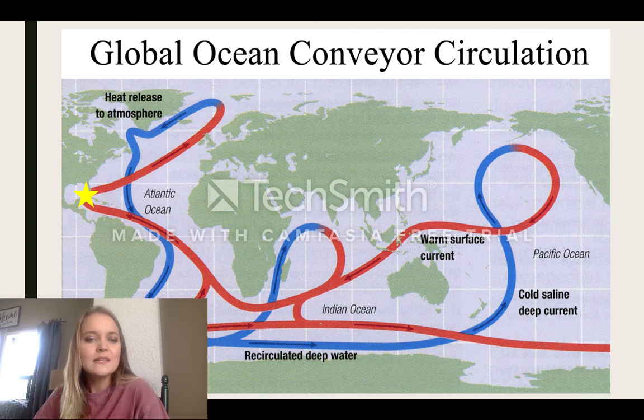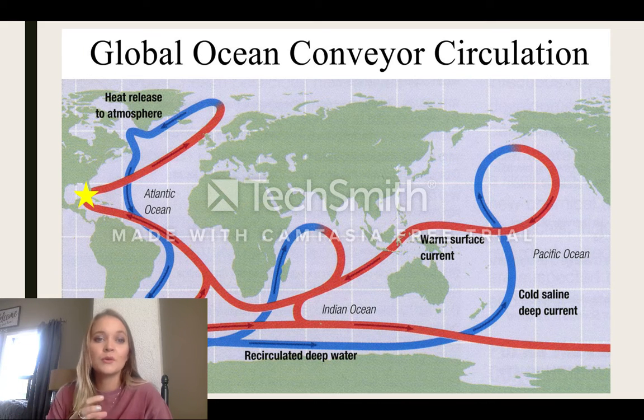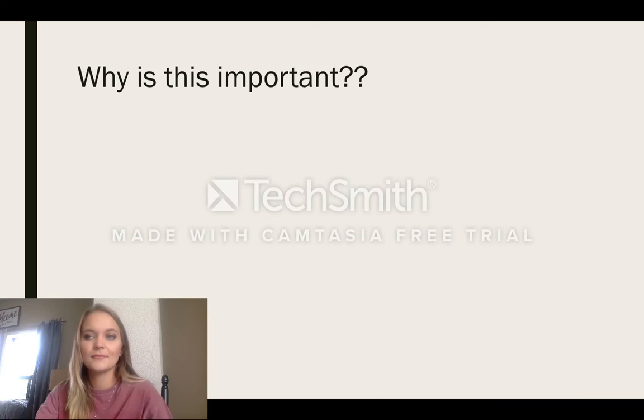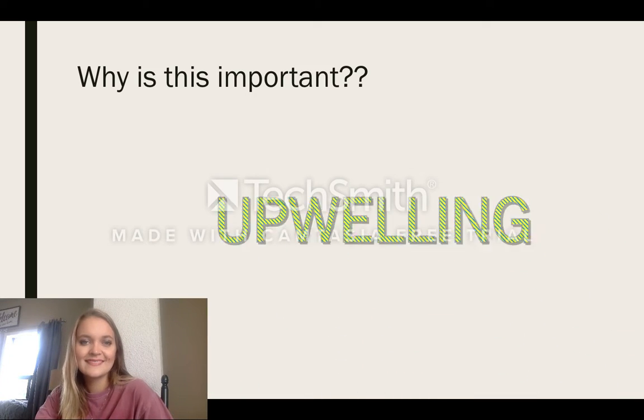So on this map, it doesn't follow exactly the path I said, but I just kind of summarized it. But you get the gist that the red lines are the warmer surface currents, and the blue lines are the cold bottom waters. So what's so important about all of that?